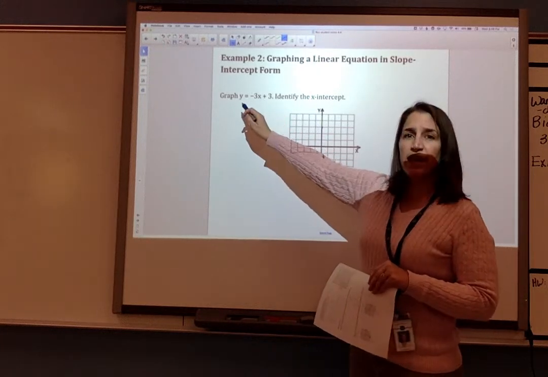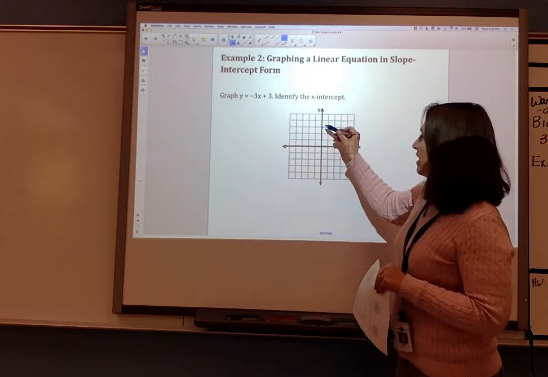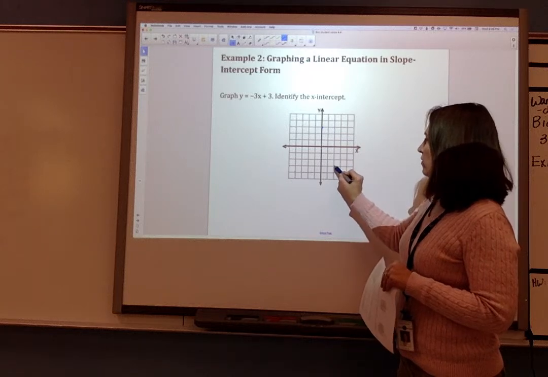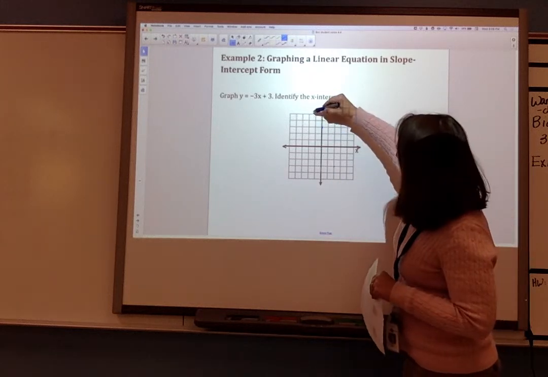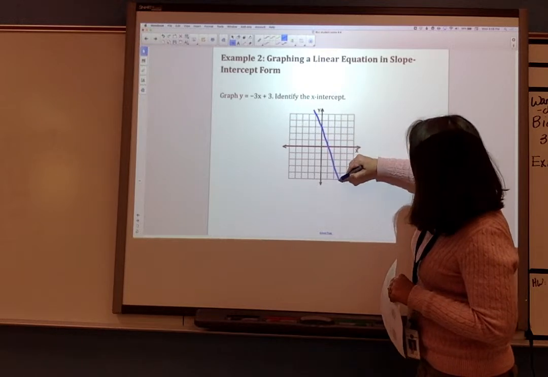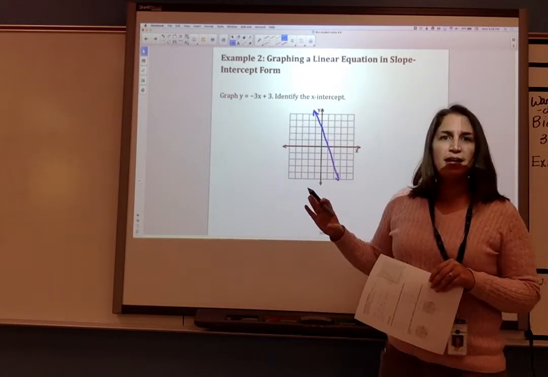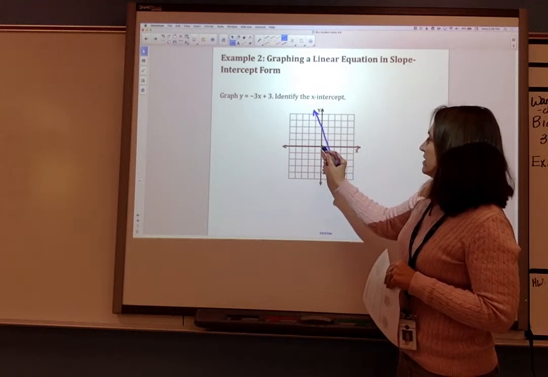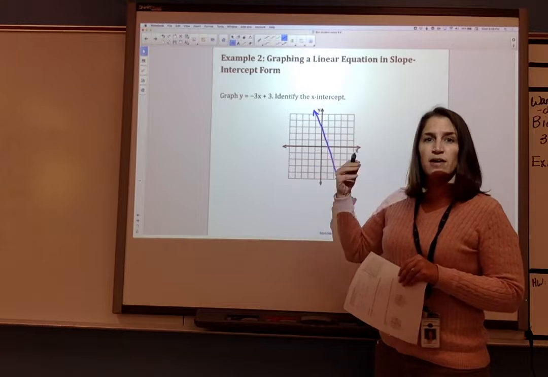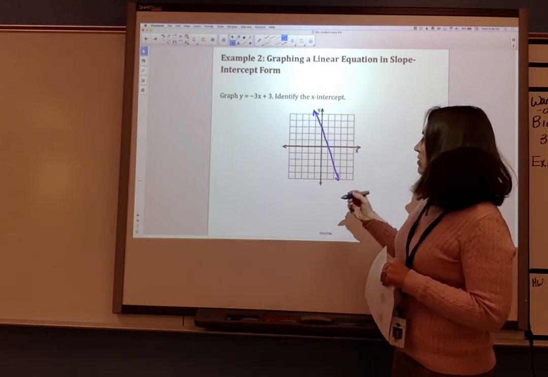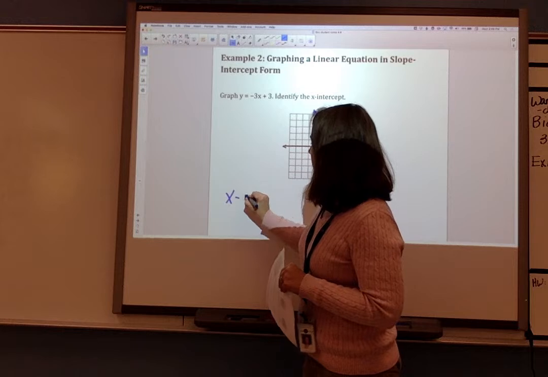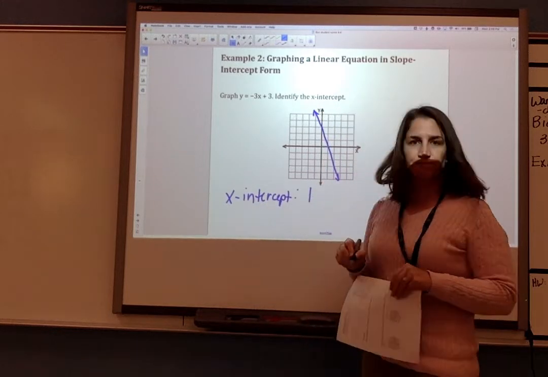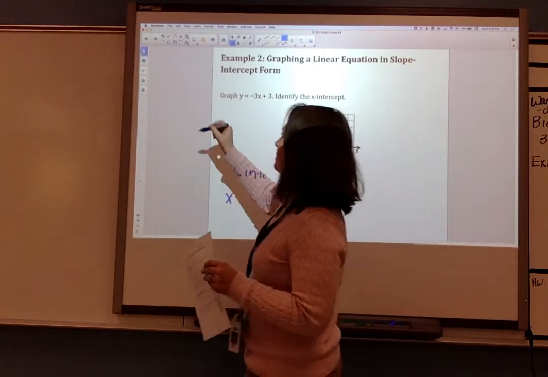And then our slope is -3. So our rise is -3. We go down 3 for every 1 we go over. Down 3 over 1 to the right. We can see as we go from left to right, the line is falling, which means we have a negative slope. So in this case, the x-intercept is at the point 1, 0. And remember, the x-intercept is just the x-coordinate. So the x-intercept is 1.